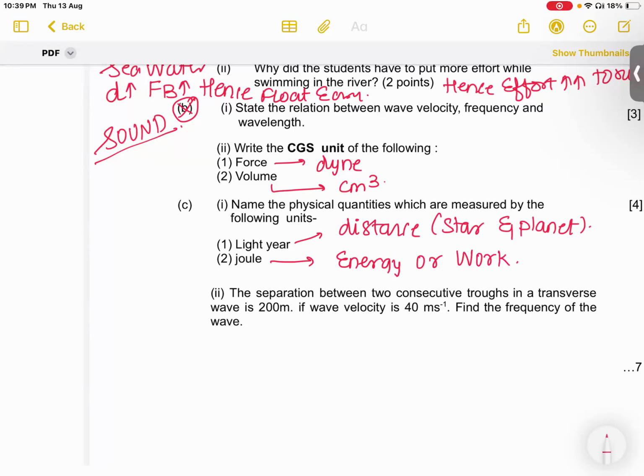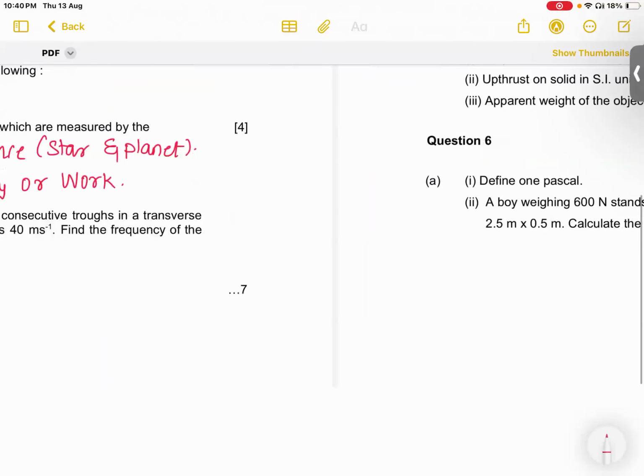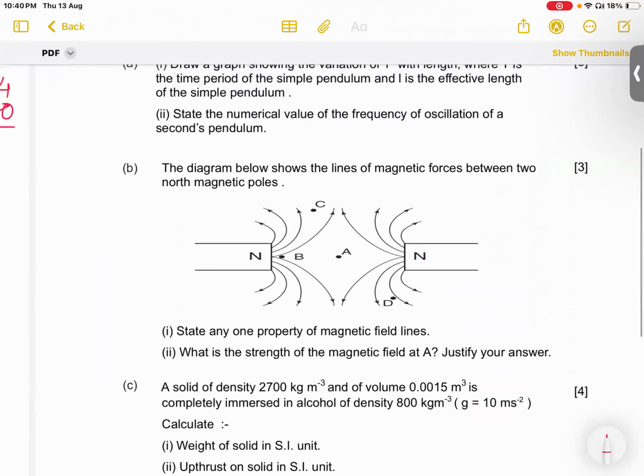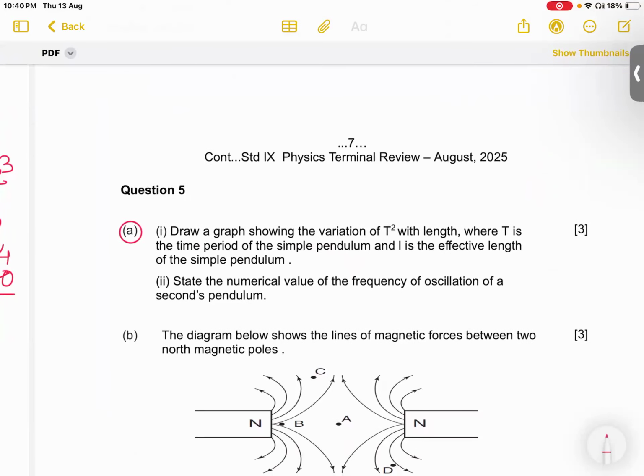Next. Calculate the sound. This is also sound, guys. Too many questions from sound. Okay, come on. Next question. Draw a graph showing the variation of T square versus length. This is the question which you had, guys, in your unit test exam. So we need to draw the graph which is showing the relation between T square versus L. So I'm trying to draw it here.